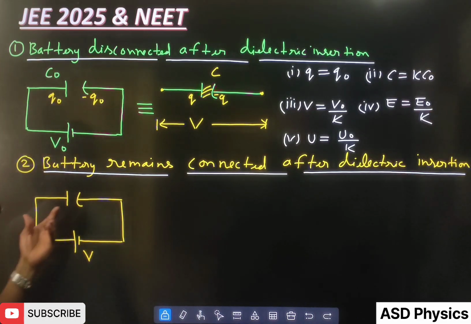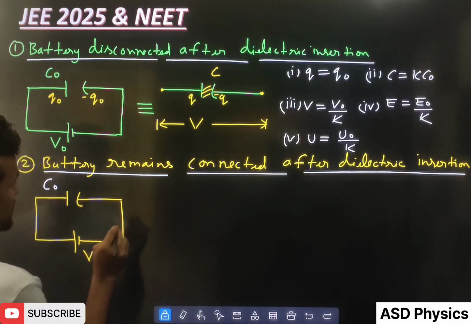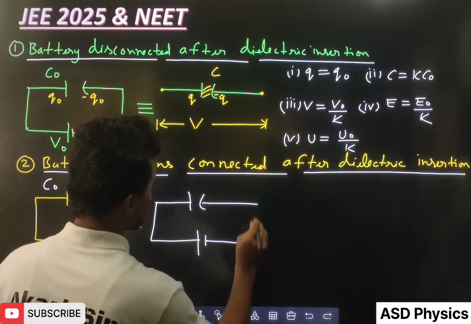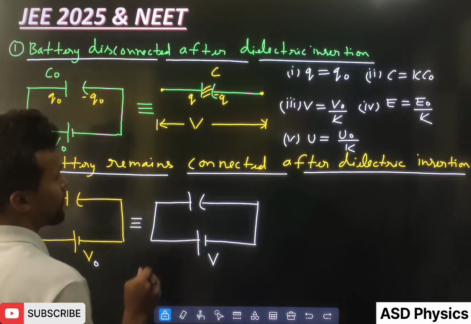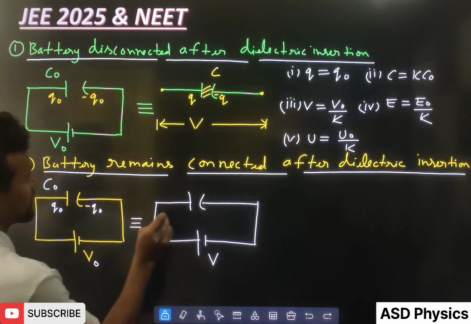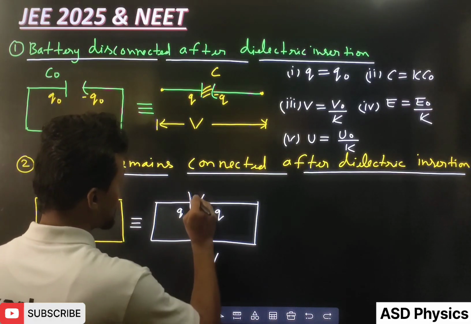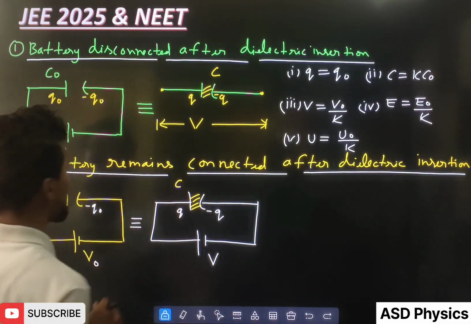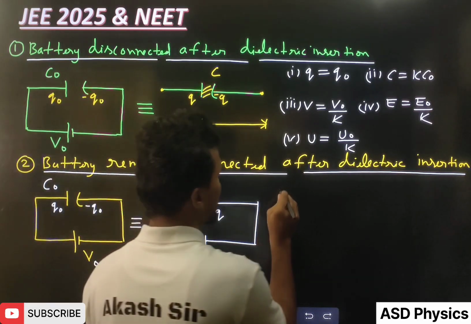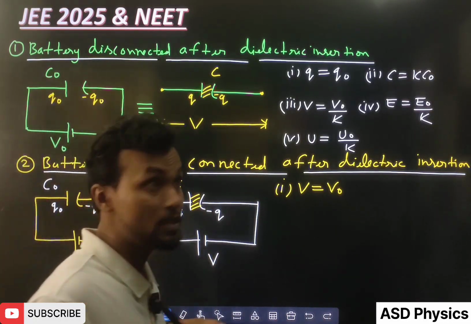After that, the second case: the battery remains connected after dielectric insertion. Here let's take capacitance C0, battery V0, with charge Q0 and minus Q0 on the plates. Then we insert a dielectric, and the capacitance becomes C, with charge Q and minus Q and potential V. So here you have C0, Q0, V0, and now C, Q, V. Remember that in this situation the potential will be the same: V will be equal to V0, because the battery remains connected.